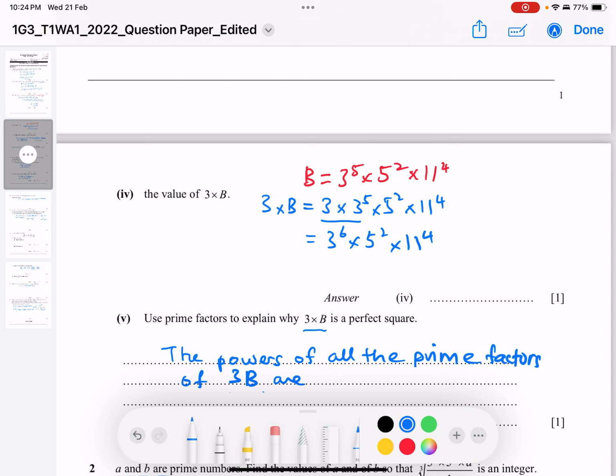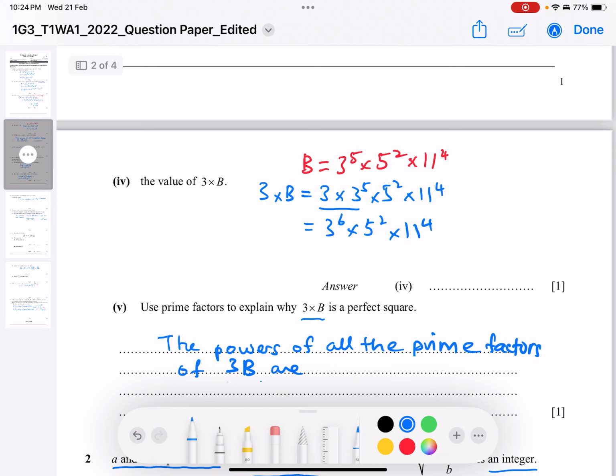Use prime factors to explain why 3 times B is a perfect square. Now, if we look at the powers of all the prime factors of 3 times B, they are all even. So therefore, a square has even powers, right? Therefore, 3 times B is a perfect square.